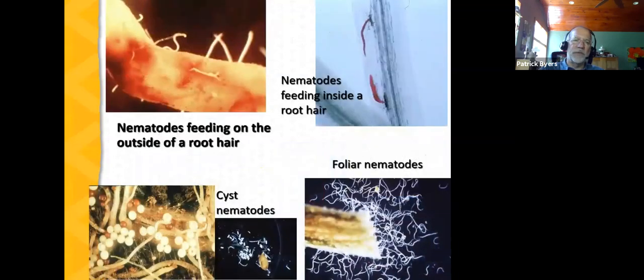So here's some examples of nematodes. The upper left picture is nematodes feeding on the outside of a root hair. Again, root hairs are tiny, so that gives you an idea of the relative scale of the nematodes. These nematodes have penetrated the root hair with their mouth parts, and they're feeding. Some nematodes actually feed inside root hairs, and the upper right picture shows nematodes that are inside of a root hair. We have some foliar nematodes. I mentioned there are a few that feed on the above ground part of the plant, and that's an example of nematodes coming out of the stem of a leaf.